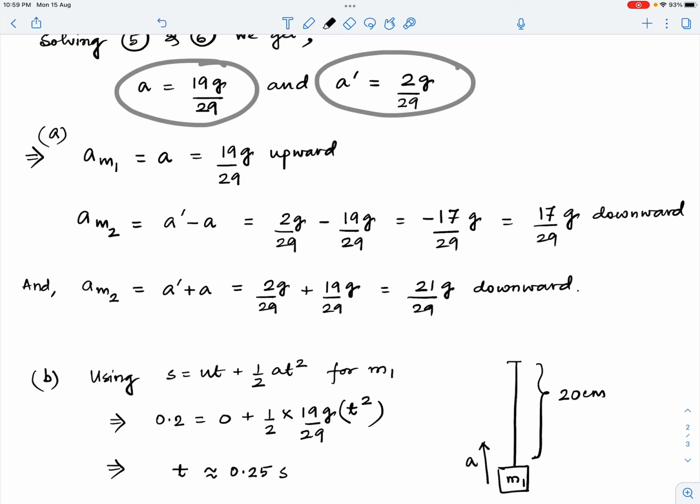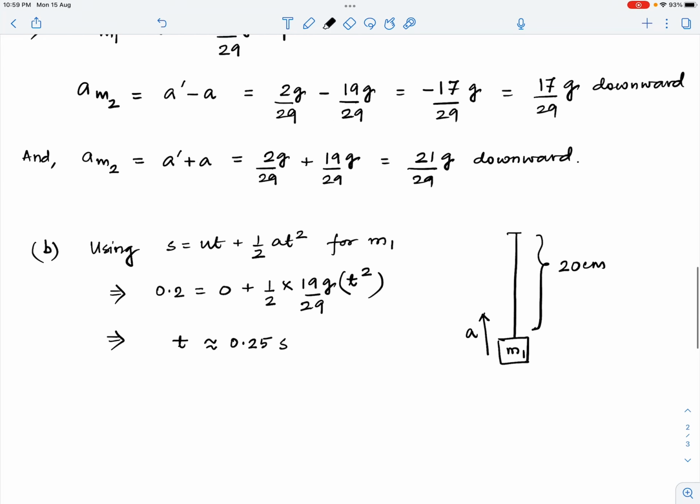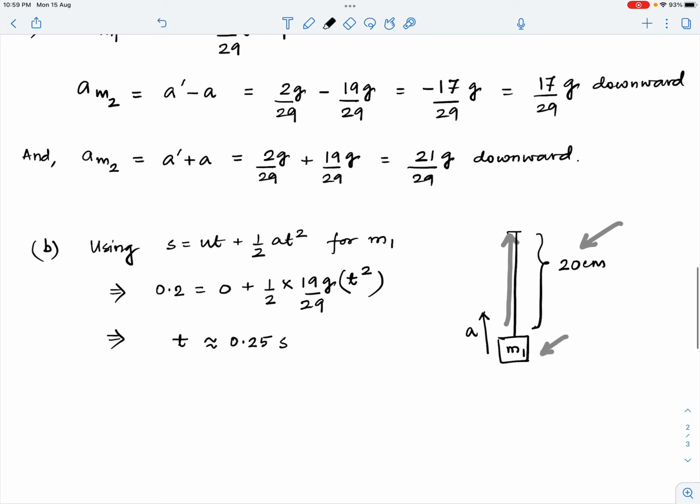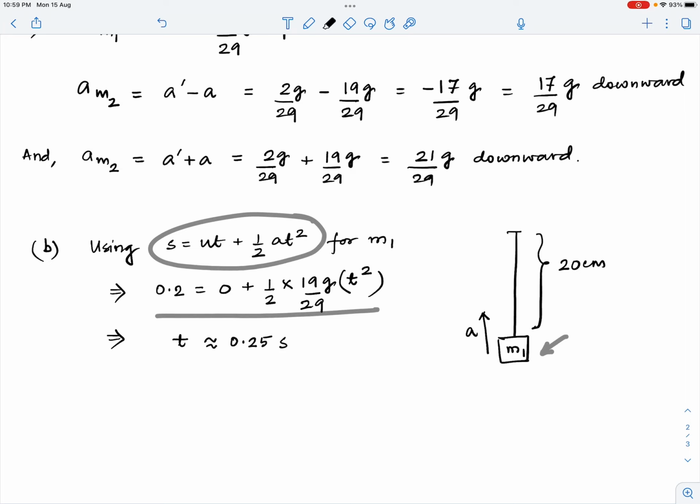Now, to move on to part 2, it asks you to find the time that M1 would take to travel a distance of 20 centimeters up to the pulley, because its distance from the pulley is 20 centimeters. I have just drawn a partial figure here, showing the distance that M1 is supposed to travel. Once we know the acceleration with which M1 travels, it is quite simple to calculate the time it takes to travel a certain distance. We can directly use the second equation of motion, s is equal to ut plus half at squared. When we substitute all the values and solve it, we get the value of t as approximately equal to 0.25 seconds.